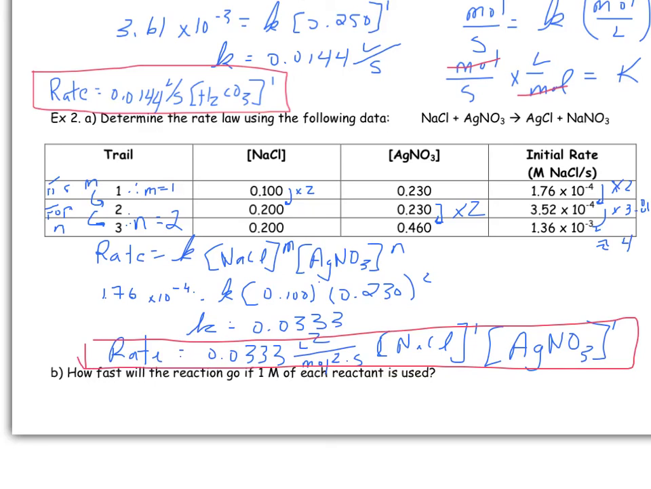Pause the video here and try out part B. How fast will the reaction go if you use 1 mole per liter concentration of each reactant?